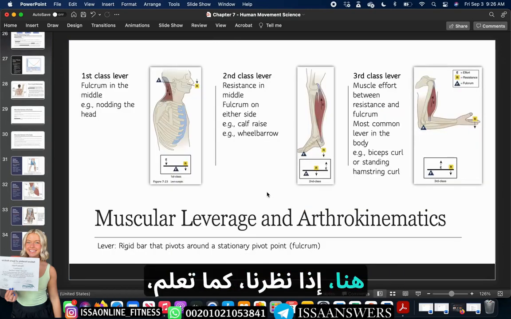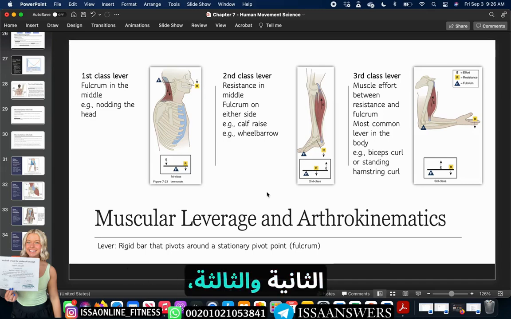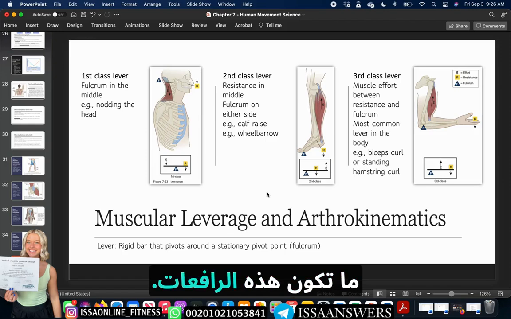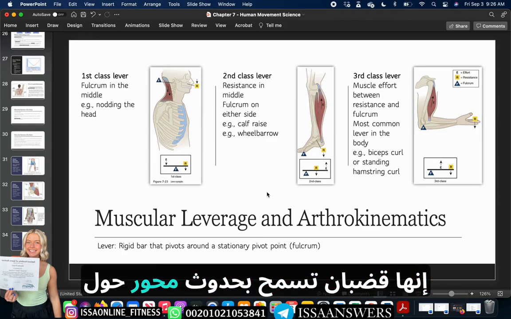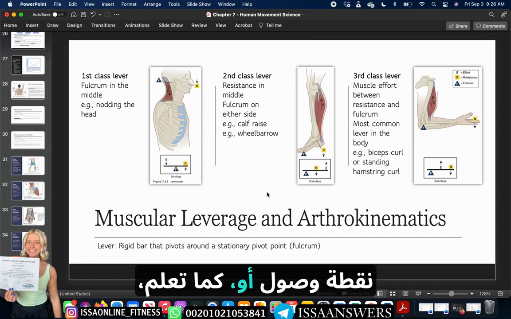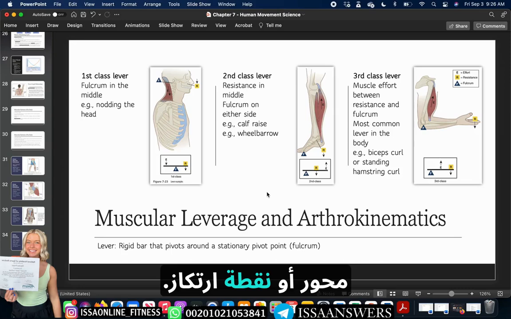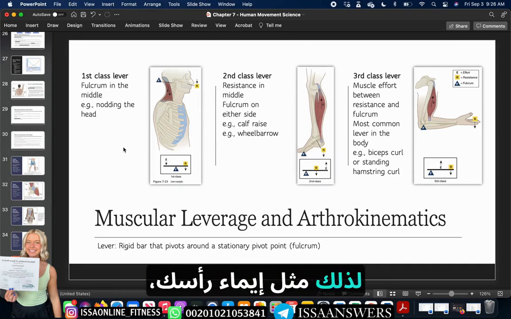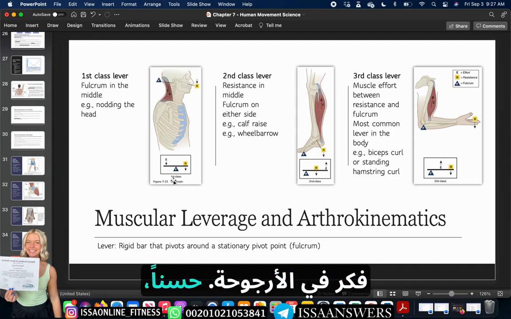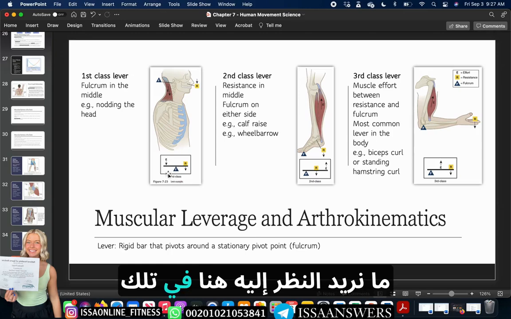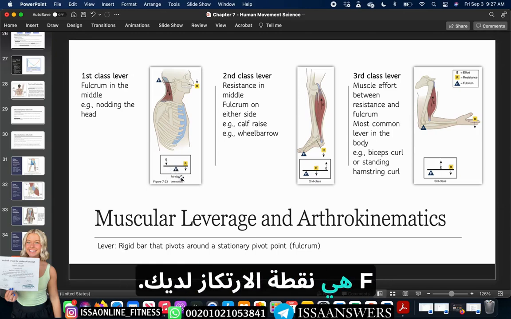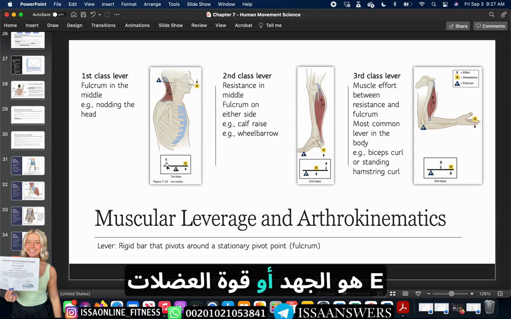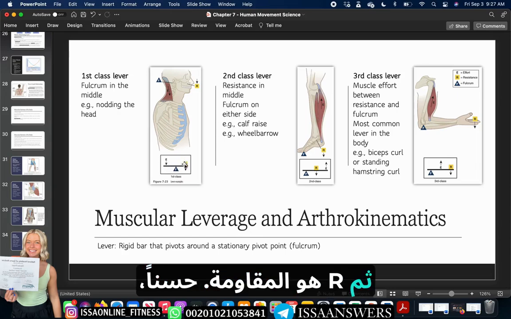So moving through and kind of finishing up here, if we look at first class, second class, and third class levers, what we want to understand is these levers are bars that allow for a pivot to occur around an access point, or an axis or a fulcrum. In a first class lever, the fulcrum is in the center. Think about a seesaw. On that bottom piece, the F is your fulcrum, that's your axis of rotation. E is the effort, or the muscle force that you would need. And the R is the resistance.